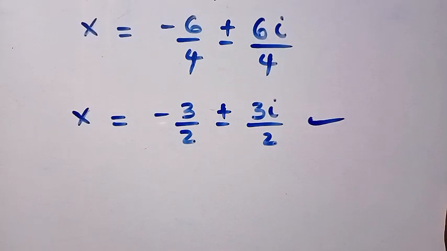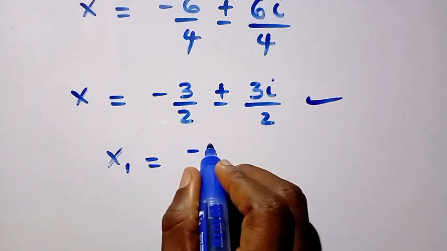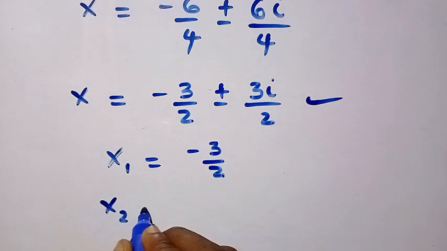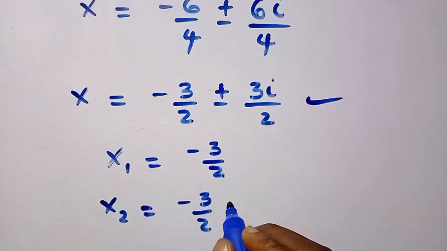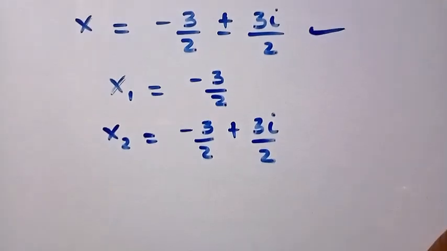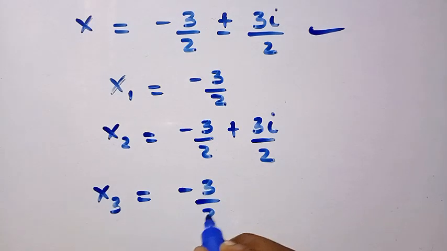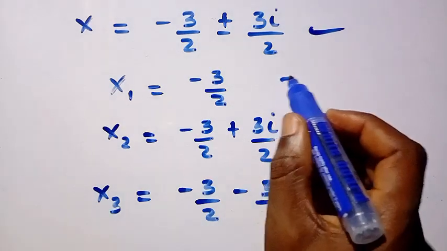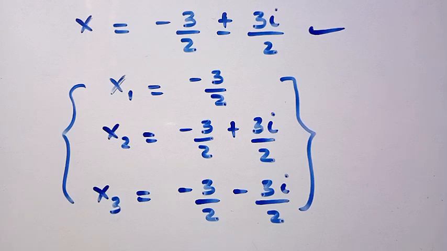When we pair everything together, we have x1, which is -3/2. We have our x2 here, which is plus or minus, that is, -3/2 + 3i/2. And we have our x3 here, which is -3/2 - 3i/2. These are all the three answers we get for this question.